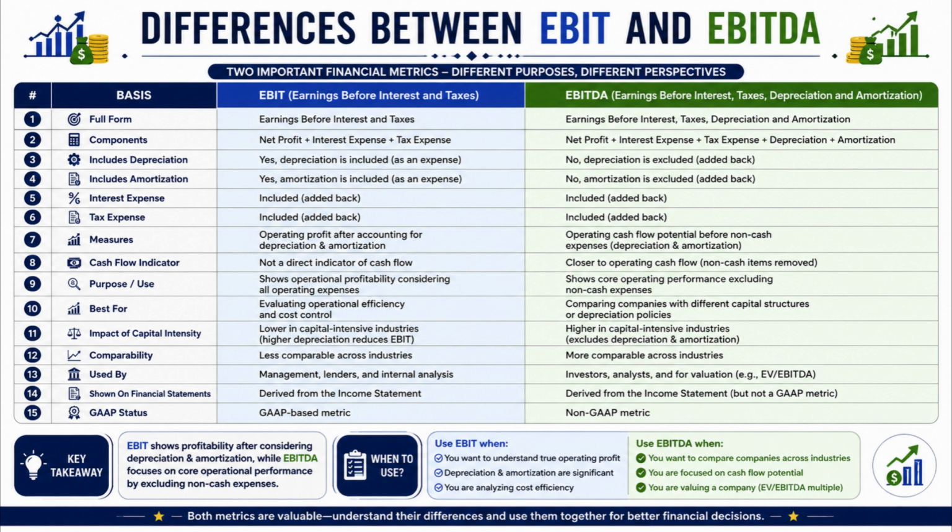Number 1. EBIT stands for earnings before interest and taxes, whereas EBITDA stands for earnings before interest, taxes, depreciation, and amortization. Number 2. EBIT is calculated by adding interest expense and tax expense back to net profit, whereas EBITDA is calculated by adding interest expense, tax expense, depreciation, and amortization back to net profit.